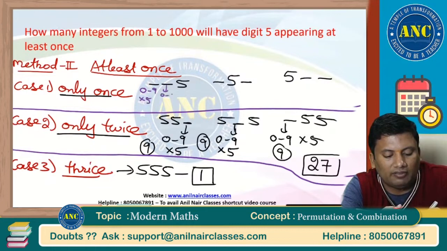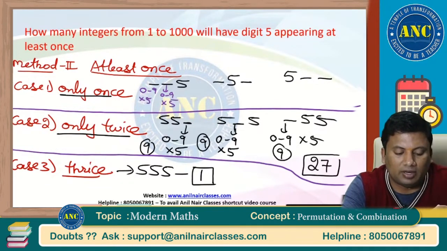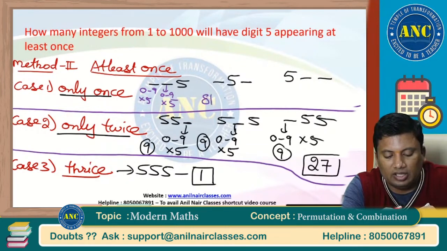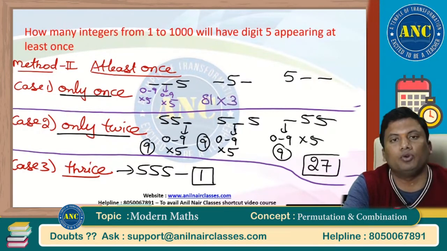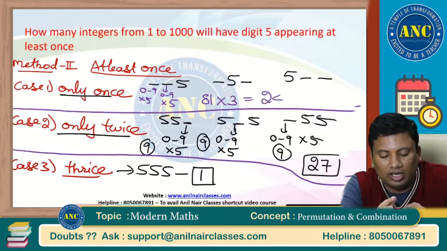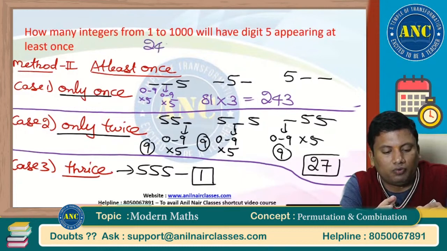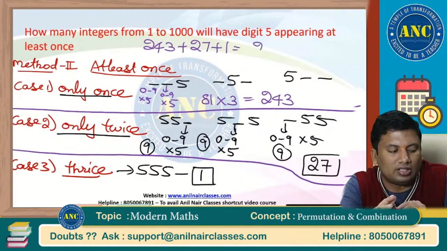0 to 9 is 10, but 5 cannot come. So 9. 9 nines are 81. 5 can be moving across units, tens, and hundreds places. 81 into 3 is 243. So the answer is nothing but 243 plus 27 plus 1, which is 271.